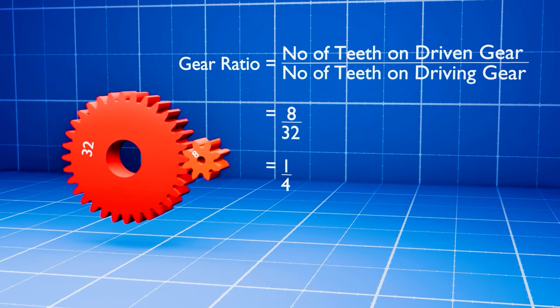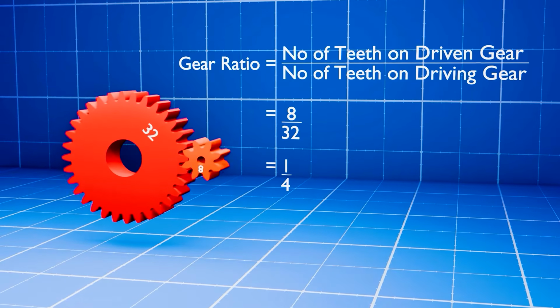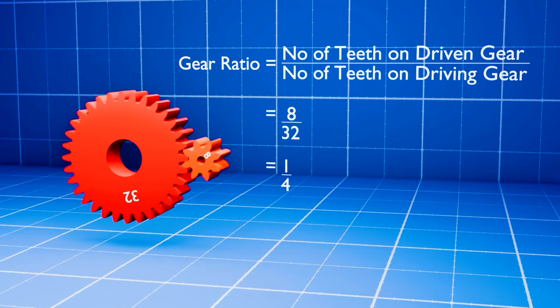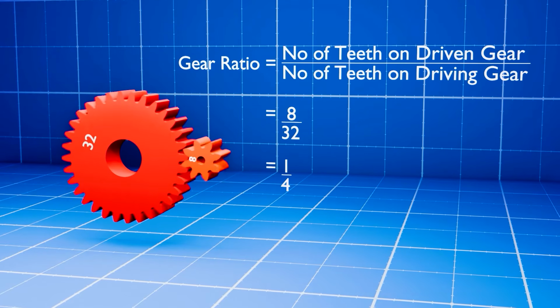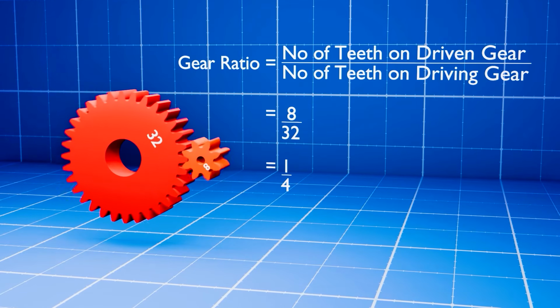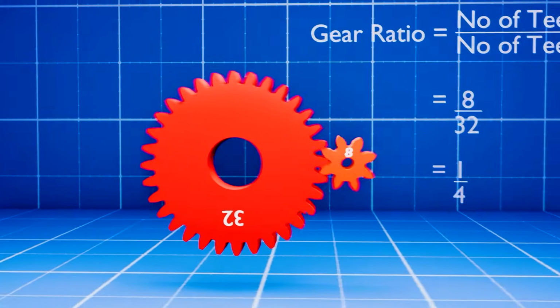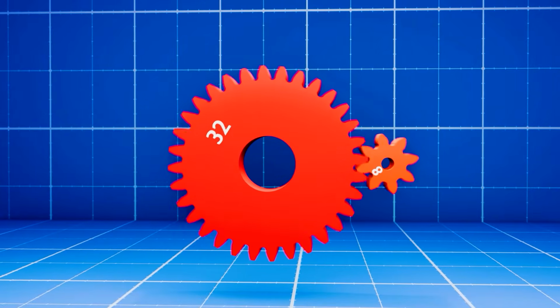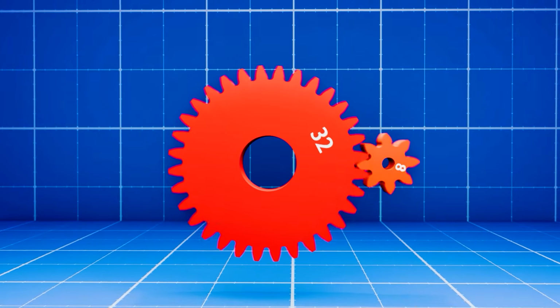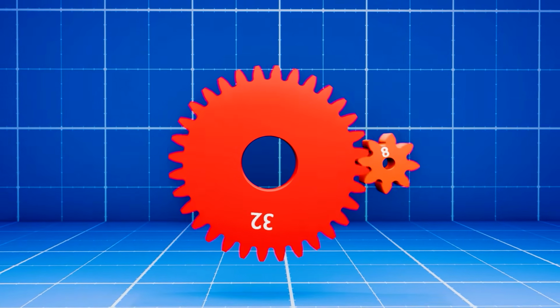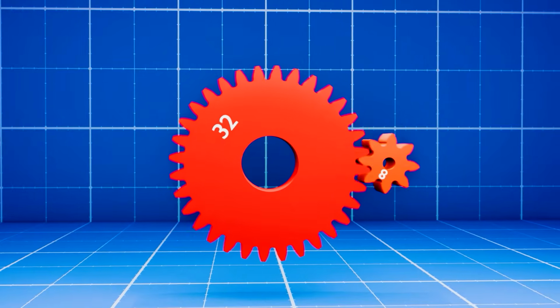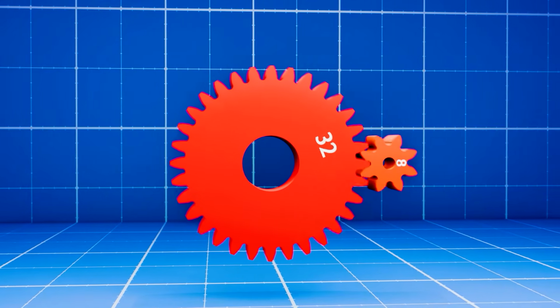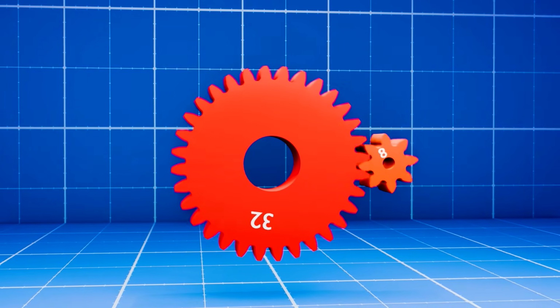But there's always a trade-off. While speed goes up by 4 times, the force goes down by 4 times. You're trading power for speed. Even though the small gear spins 4 times faster than the big gear, its torque gets reduced by 4 times. These basic gear ideas will help us understand how manual transmissions work inside. Now let's look inside a manual transmission to see exactly how it operates.